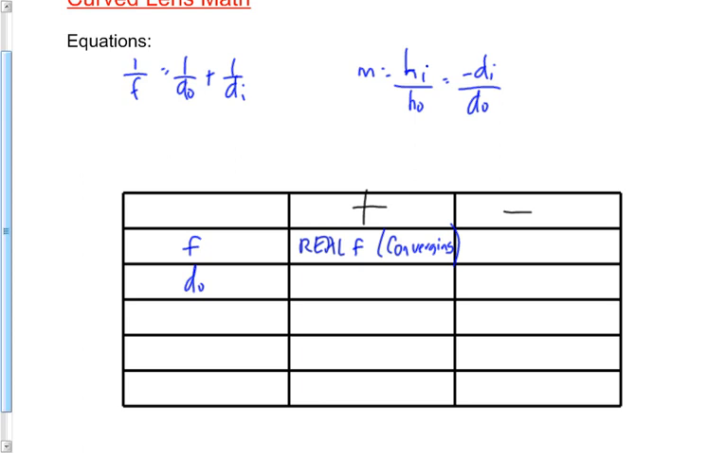DO, same deal. It's positive if you have a real object. The good news is for you guys, that's going to always be the case. Later on, maybe it's not, but Physics 30 it is. DI, the image distance, same deal. If you have a real image, it's going to be a positive DI. If you have a virtual image, it's going to be a negative DI.